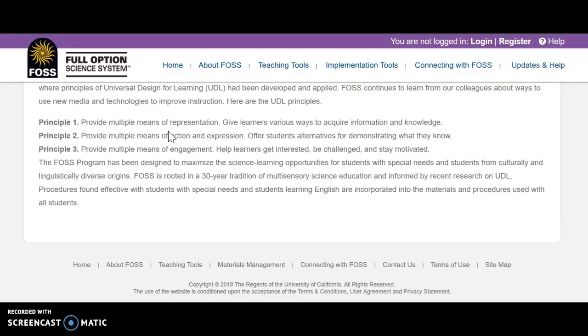As for Principle 3, it lined up with my 3.4, maximizing transfer and generalization. Students are acquiring knowledge and being challenged and staying motivated, and this is helping them to learn this information, transfer it to other means of their education and life, and just keep them engaged. All right, and that is FOSS.